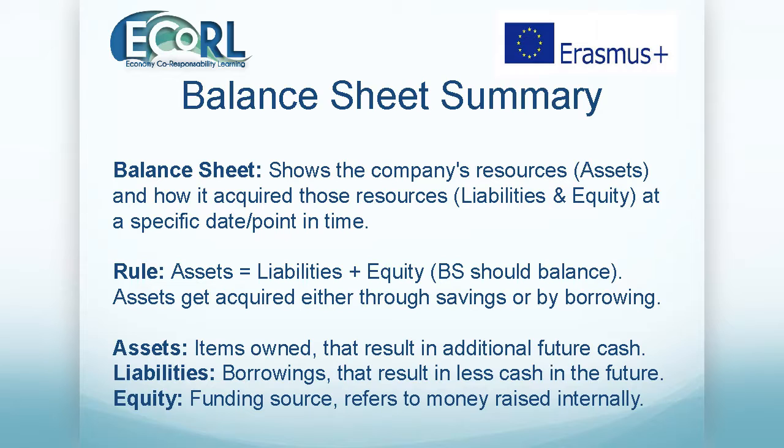And finally, the three main items in the balance sheet are assets, liabilities, and equity. Assets are items that the company owns, and this will result in future cash flows. Liabilities are borrowings that result in less cash in the future. And finally, equity is an alternative funding source to debt, and it refers to money being raised internally.